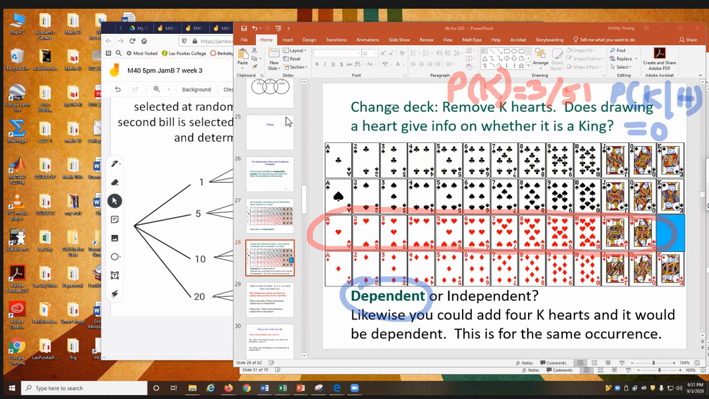The way that my probability instructor explained it that made sense to me was he said, knowing it's a heart gives you information on whether or not it's a king. It gives you some information. It changes your guess. Before I would have guessed 3 out of 51. Right now I'm going to guess a smaller likelihood.